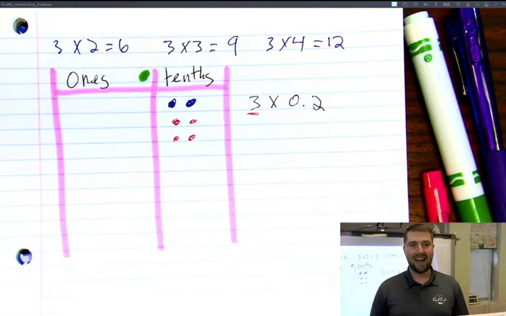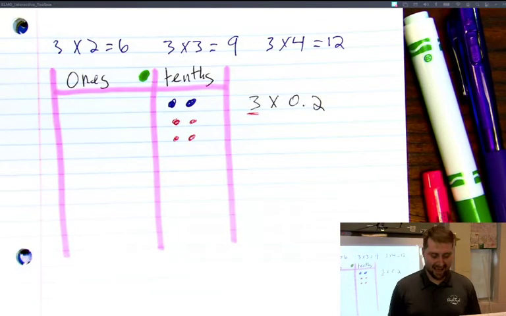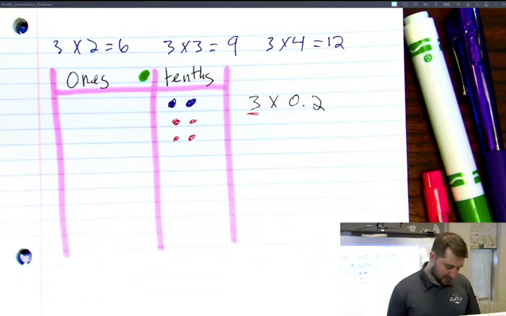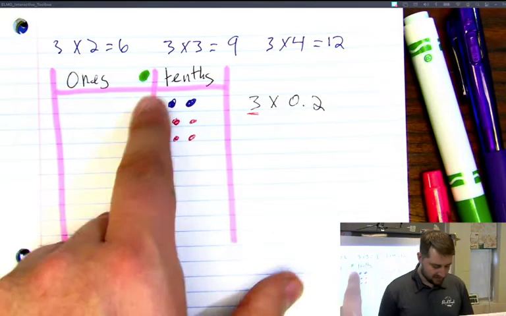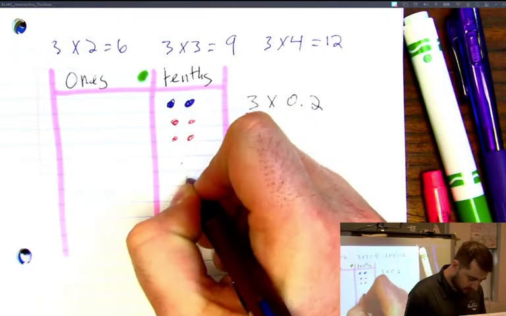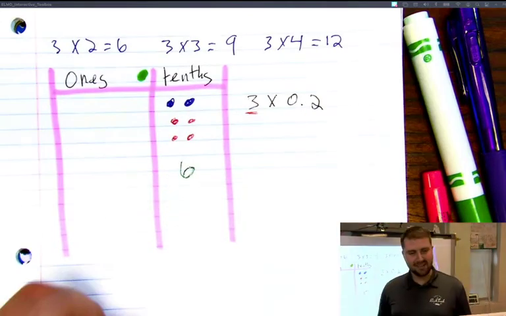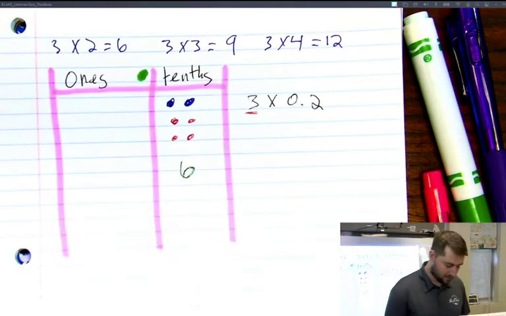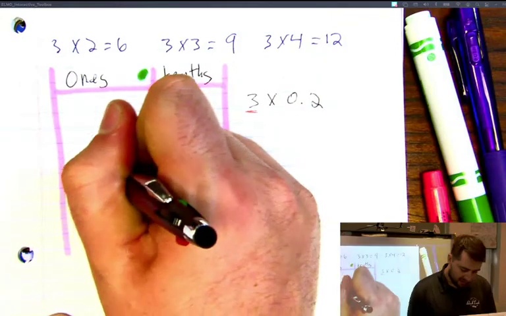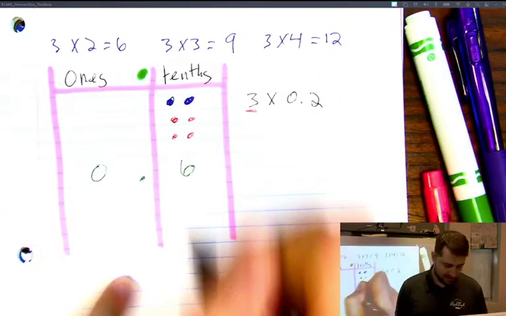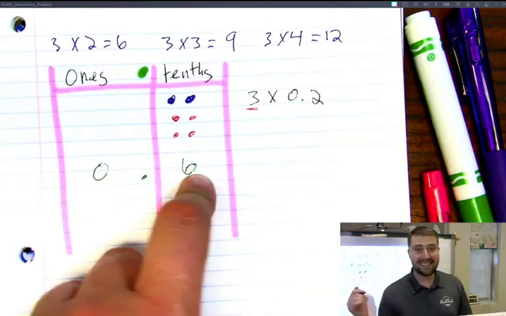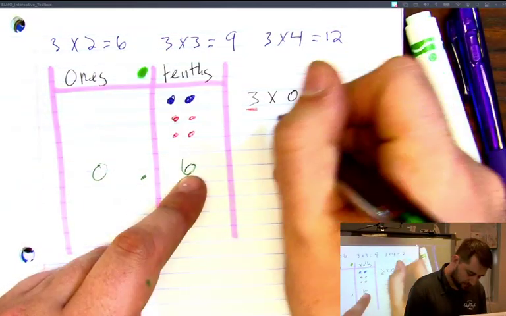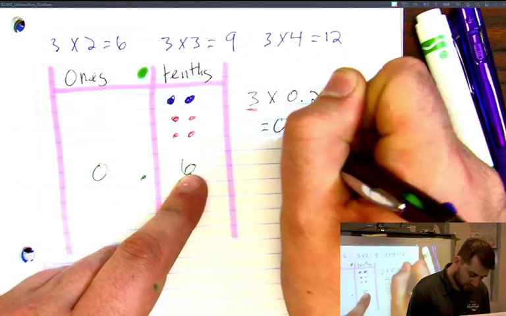Now what we have to find out is how many tenths we have now. Well, that is super simple. We can count up those dots, and we see there are 2, 4, 6 dots right there. There are still no dots in our ones column, so we're going to put a 0 there. And our decimal place is always between the ones and the tenths place. So our answer is 6 tenths. There we go. Super, super simple.